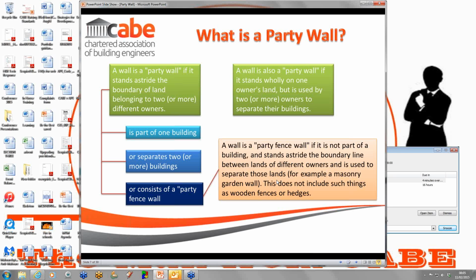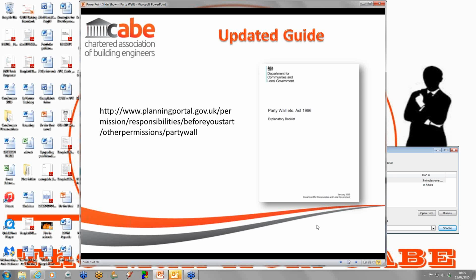So it's a fairly broad definition, but it sort of follows the general common sense understanding of what the party wall would be. Once we've established there is a party wall involved, then depending on what work we're looking to do, there will be certain processes we have to go to.